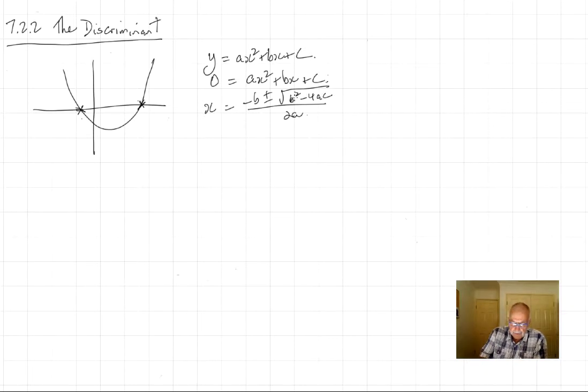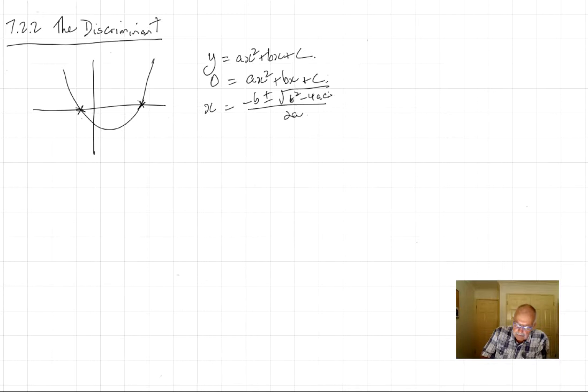What happens if this turns out to be 0? Well, we only get one value, because the square root of this will become the square root of 0. You just get minus b on 2a. And the third scenario is what happens if b squared minus 4ac turns out to be negative. Well, then we don't get any real solutions, so it won't cut the x-axis.